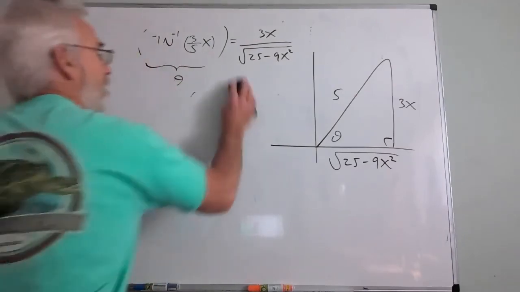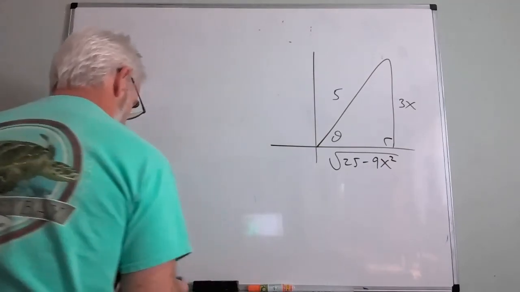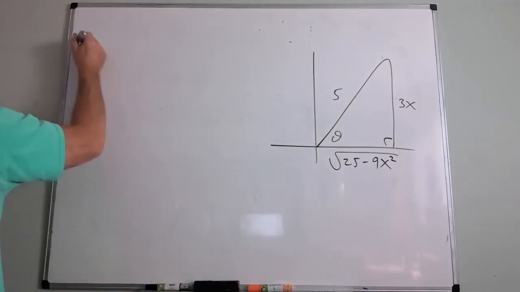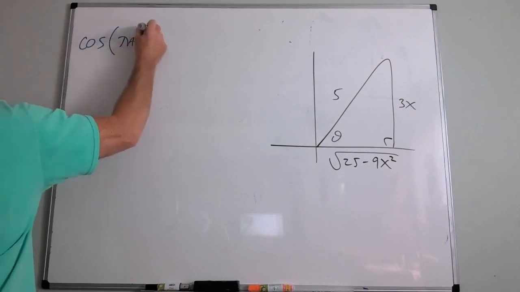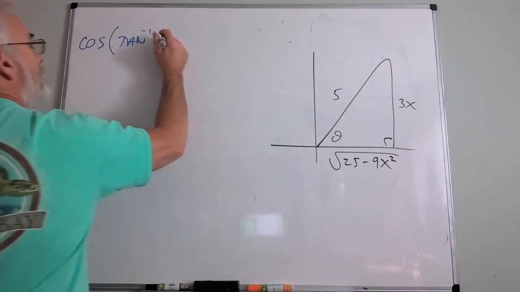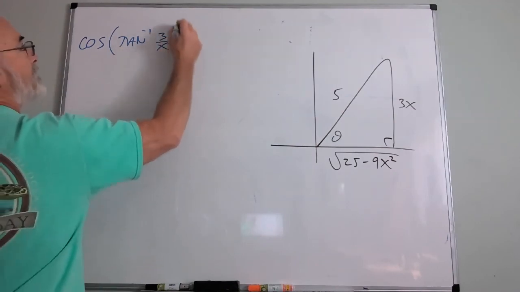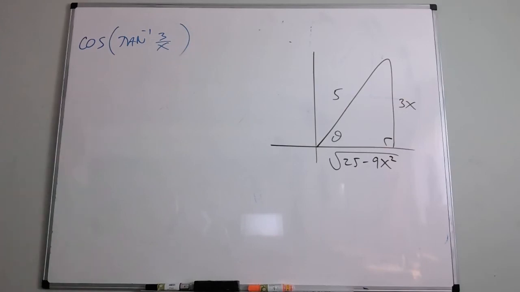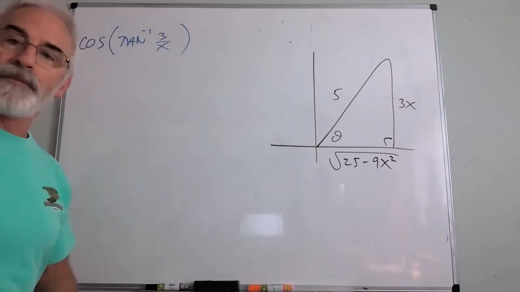So let's try another. Let's do the cosine of the inverse tangent of, how about, I don't know, 3 over x. That looks kind of creepy. It doesn't matter what I write here. I'm just going to do that picture every time.